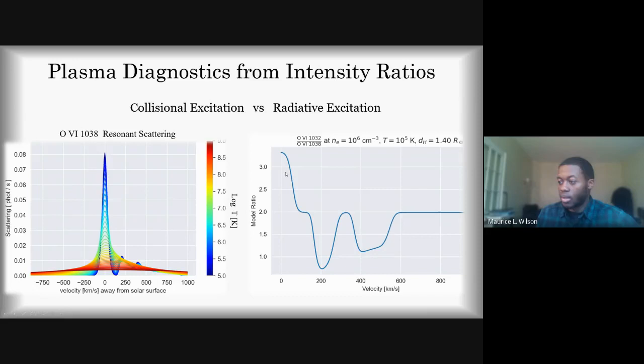And I already mentioned that when the intensity ratio is substantially higher than 2.0, that implies that the velocity is going very slow. So this is around 50 kilometers per second. The intensity ratio gets higher than 2.0. So that's an example of how the oxygen 6 doublet, when used as an intensity ratio, can be very helpful in diagnosing what your velocity of the CME is.